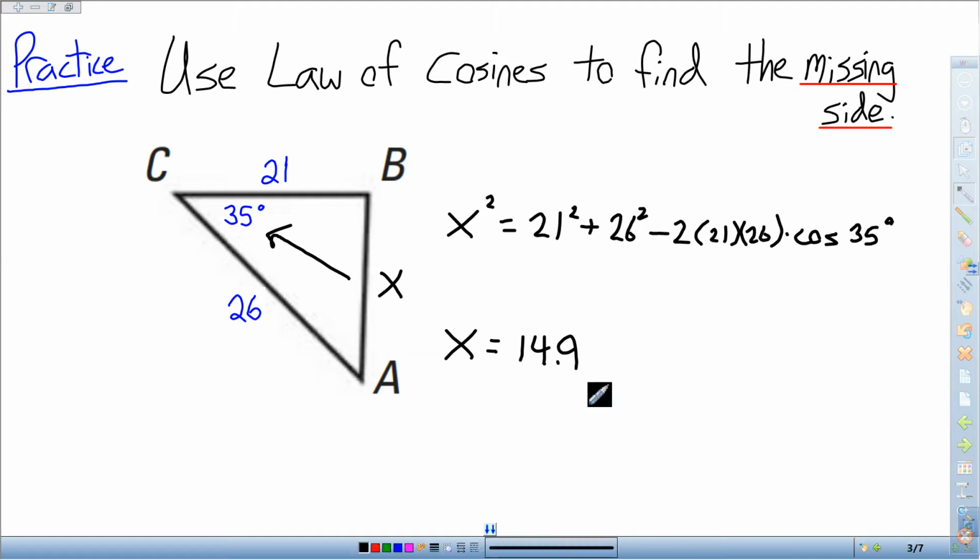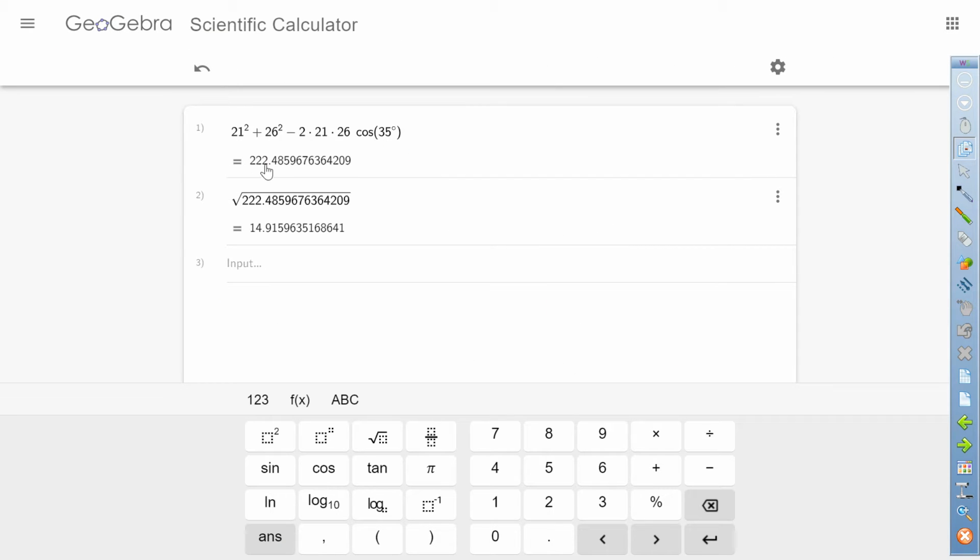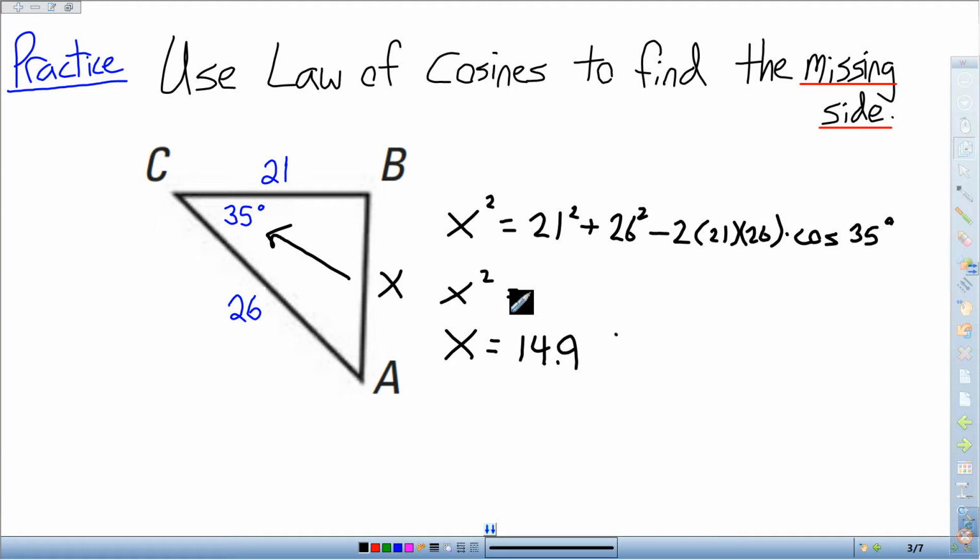Okay, and I skipped this step. If I were doing this, I would have said, okay, x squared equals, and I would have written some of that decimal here, the 222.48, something like that, and then shown that I took the square root of both sides. All right, but eventually when you get good at these, you might not need to show this. You might be able to just go straight to your answer on this.